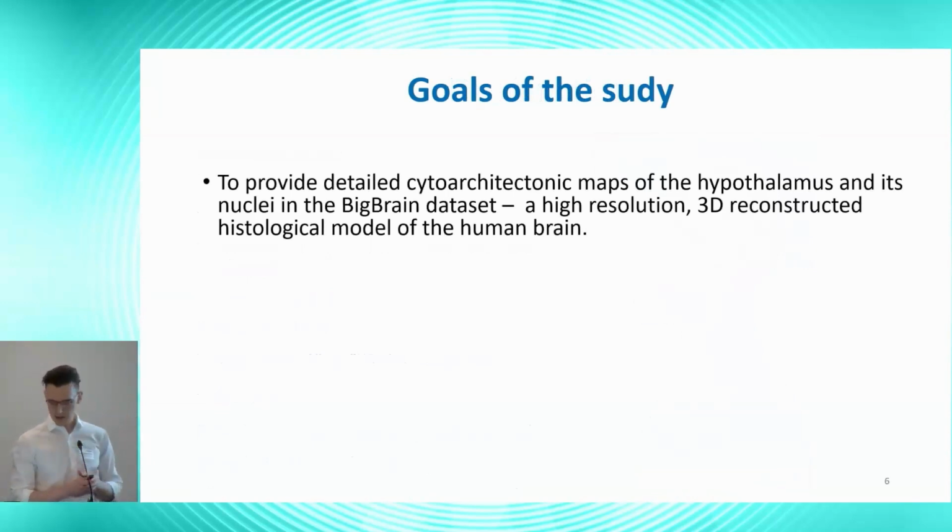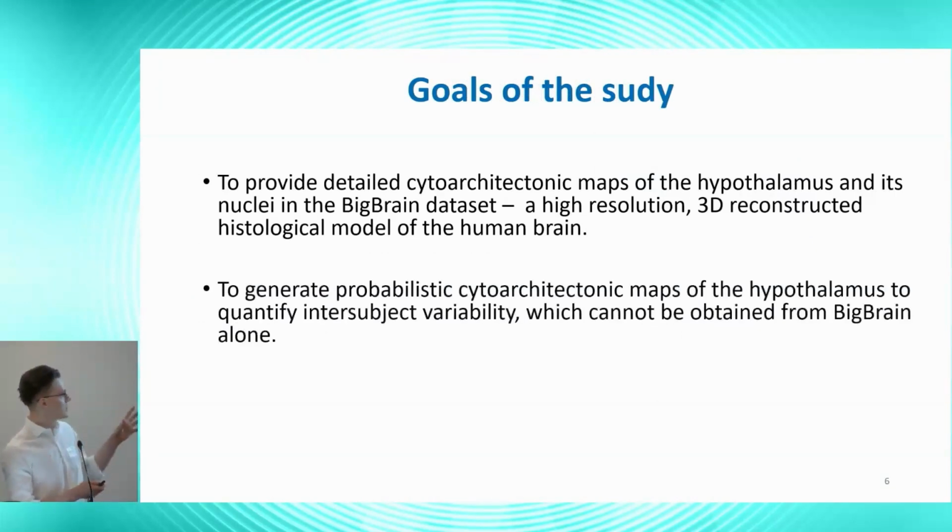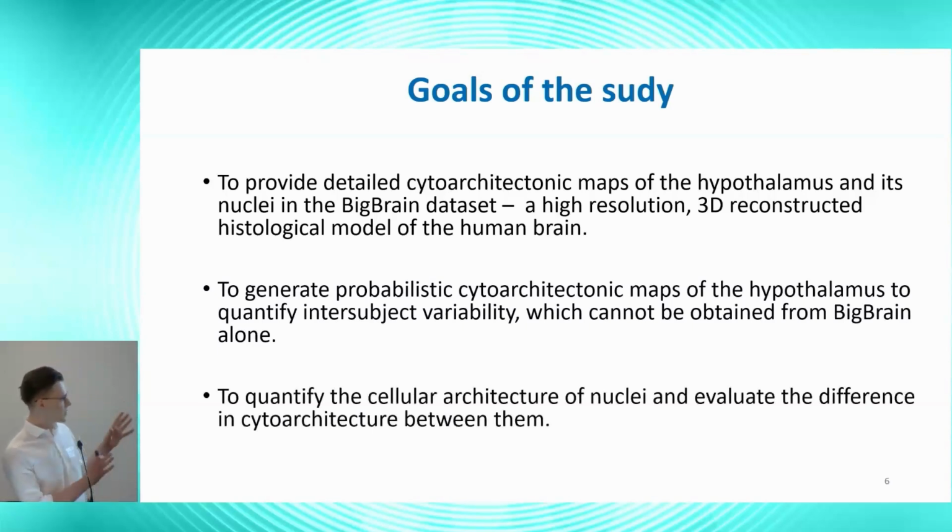That's why the goal of our study was to provide a detailed set of architectonic maps of the hypothalamus in BigBrain as a 3D reconstruction. Then, to generate a probabilistic set of architectonic maps which quantify the intersubject variability, which cannot be obtained solely from the BigBrain. Last but not least, we also want to quantify the cellular architecture of the nuclei and evaluate the differences in cytoarchitecture between them.